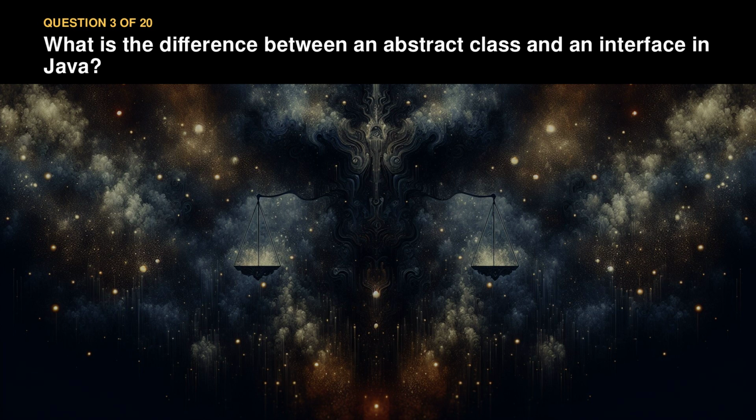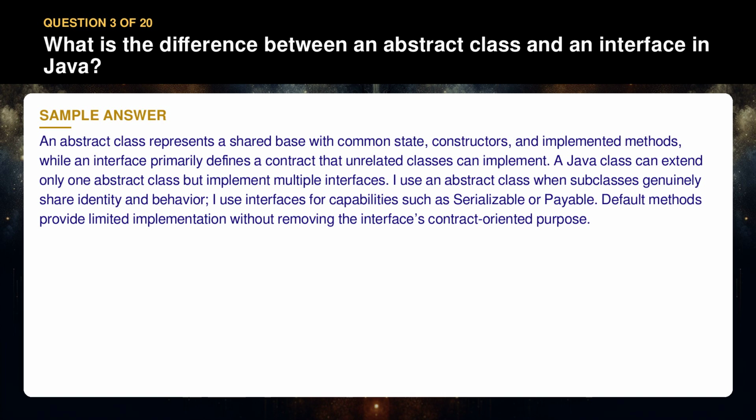Question 3. What is the difference between an abstract class and an interface in Java? An abstract class represents a shared base with common state, constructors, and implemented methods, while an interface primarily defines a contract that unrelated classes can implement. A Java class can extend only one abstract class but implement multiple interfaces.